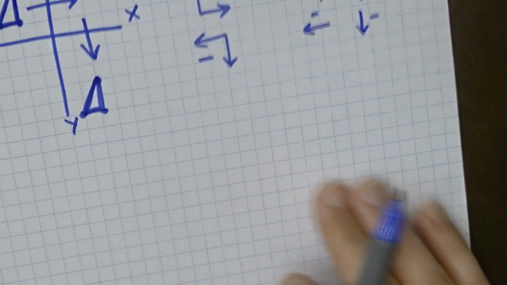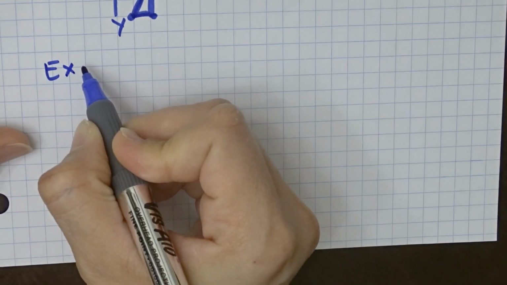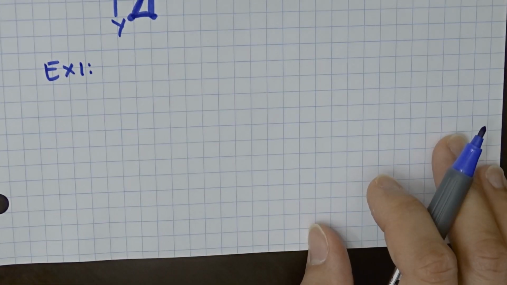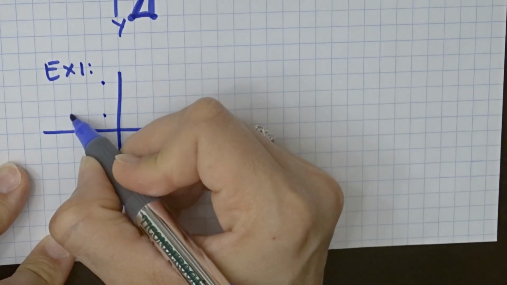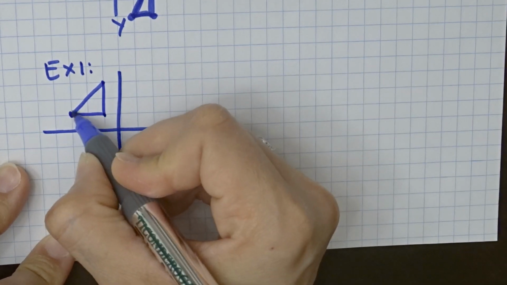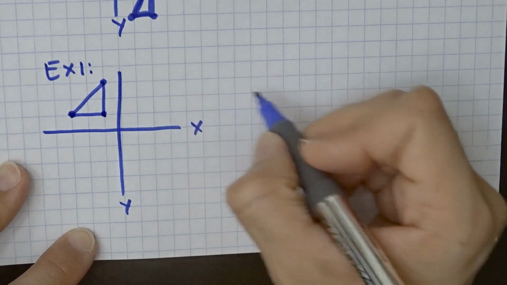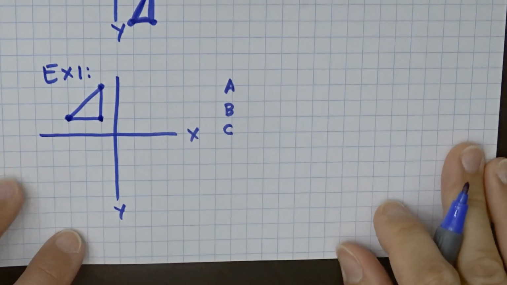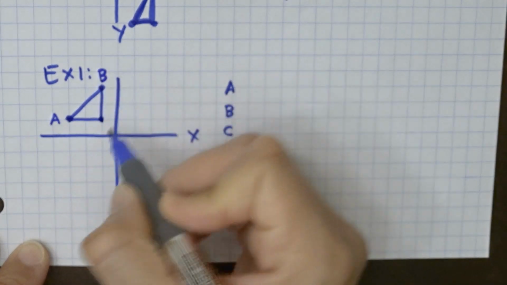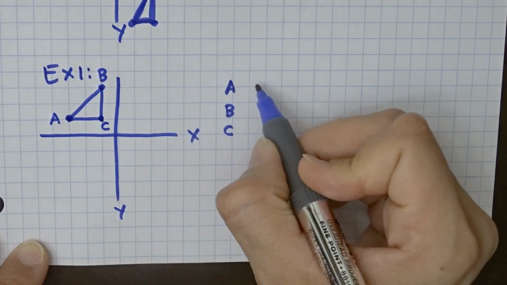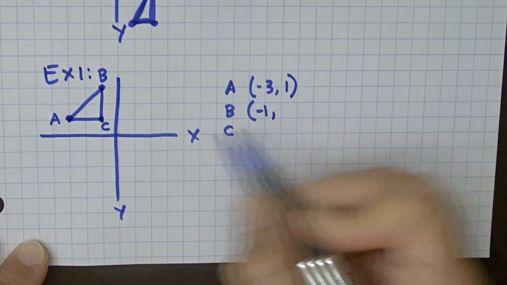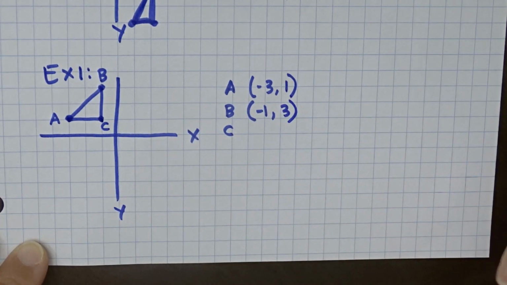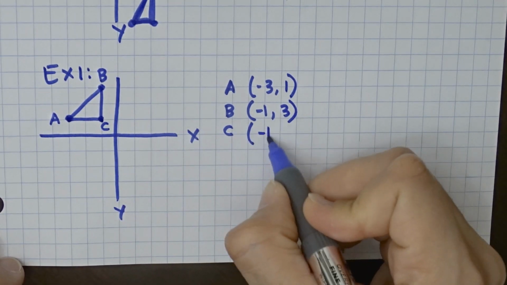So let's look at an example. A triangle on a graph, say ABC. And I'm going to label the original coordinates. So let's call this one A, B, C. A would be 3 to the left, negative, and 1 up, positive. B coordinate would be 1 to the left and 3 up. And C would be 1 to the left and 1 up.